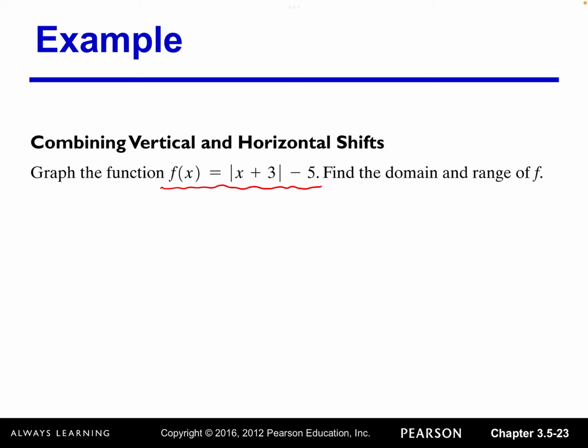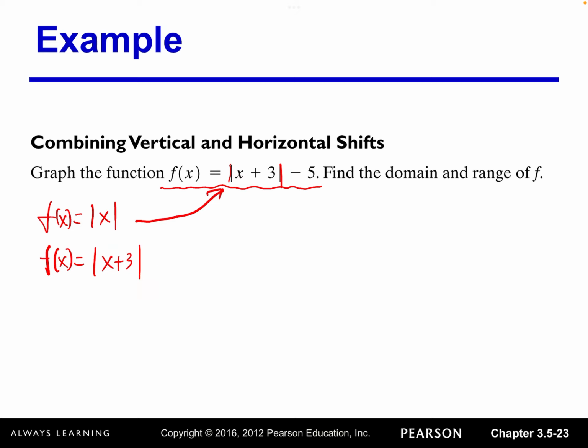We want to start with the key function in the library we can identify, which is the absolute value function, right? Because we see here we have an absolute value bar. So we start from here and then see what kind of transformation we can use to get the graph of this one. All right, so first we want to get this one.